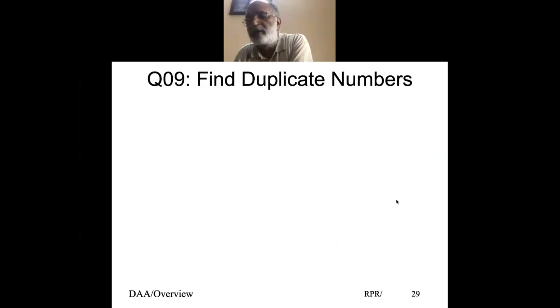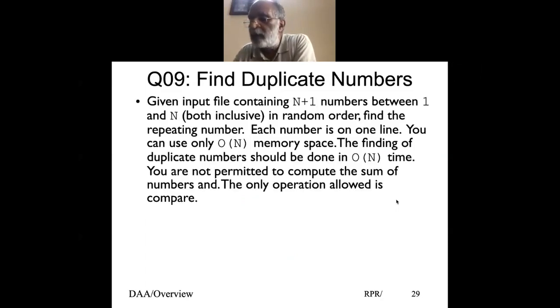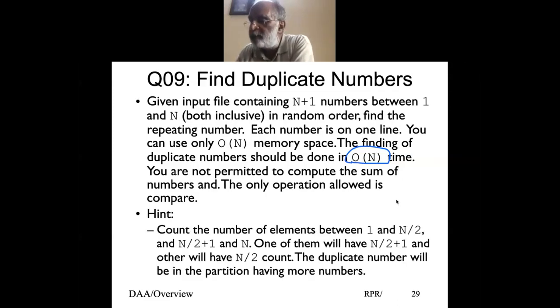This was the question. Next was finding duplicate numbers. I think I had given you order log n time, which was bad. It should be done in order n time. What you need to do is, we know that one number is a duplicate. So compute n by 2, and start reading the numbers and count. How many numbers come between 1 and n by 2? And how many numbers come between n by 2 plus 1 and n?